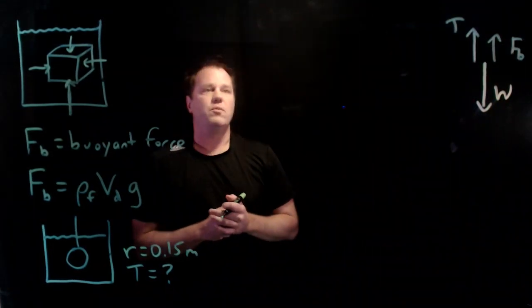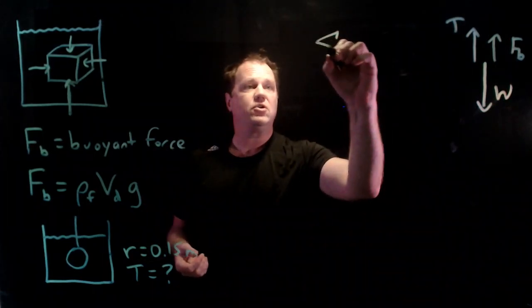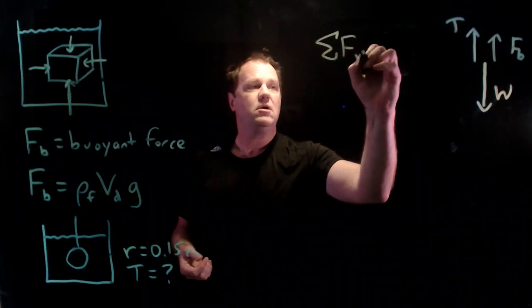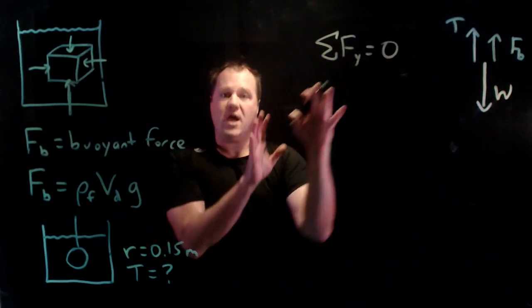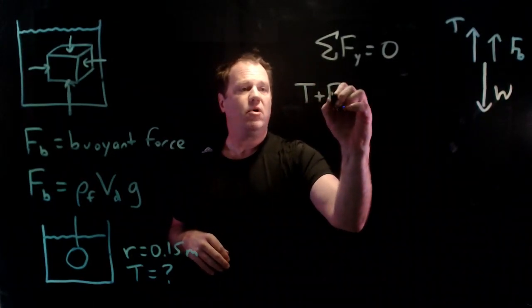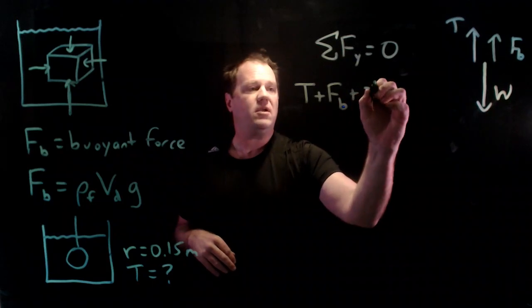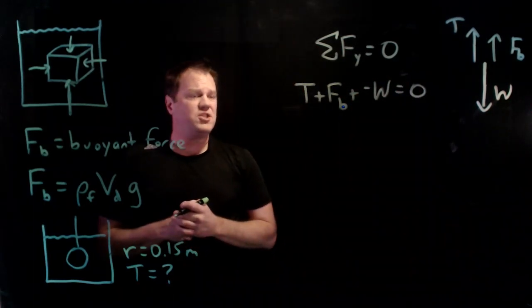Okay, so let's turn that into a mathematical statement. We would have total force in the y direction equals 0. Okay, and then I just use my free body diagram to inform the left-hand side of this equation. So tension up, buoyant force up, and weight force down. And now I need to throw in formulas.